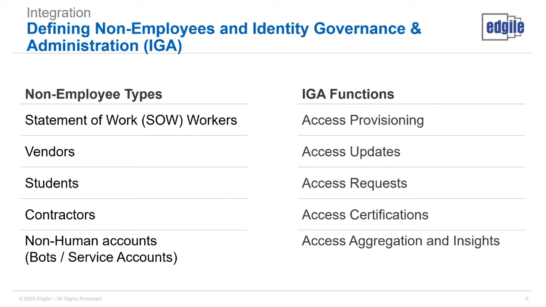Now, who are these non-employee types we are talking about in this presentation? Again, this is not an exhaustive list; these are just the more common ones we have seen. We are talking about statement of work workers, vendors, students, and contractors. We are also including non-human accounts, which could be service accounts and bots. And as I said, different organizations may have different ways of naming their non-employee population, business partners, and so on and so forth.